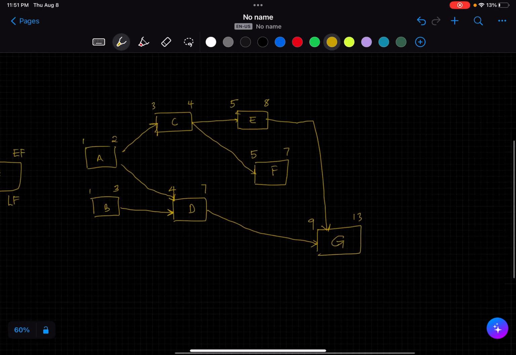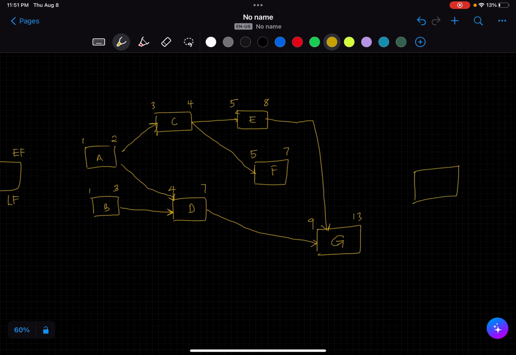Okay. And then after G, we have H. H has dependency on F and G. So we can put our H here. This is H. So when is the earliest date that H can start? It has dependency on F and G.